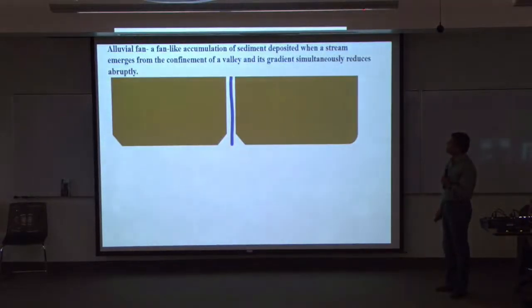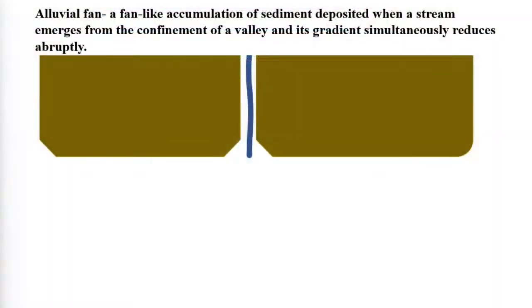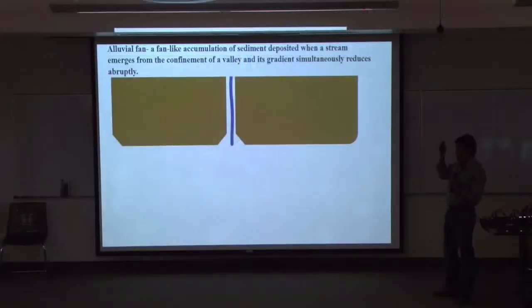I'm going to provide a more detailed definition. We already know it's a depositional landform. Let me provide a little more detail to it. And in this definition, we'll also be able to see how it's formed.